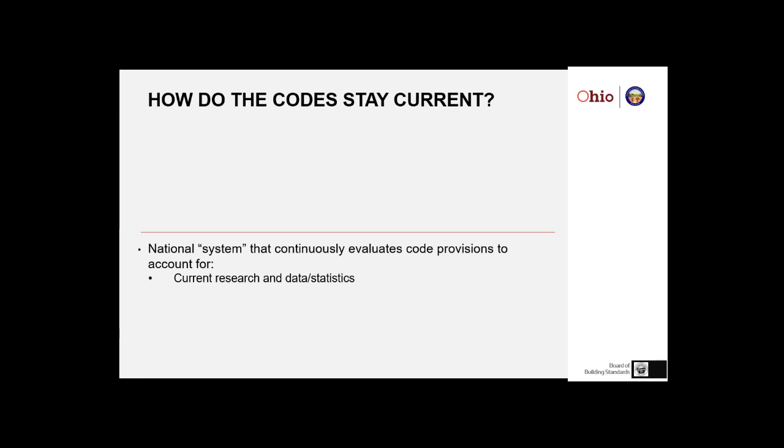There's a committee that hears and looks at all of these code change proposals and all of the data and statistics that's presented, and they make an initial determination of whether a code change proposal should be approved or denied, or possibly even modified. And then finally, public comments are heard, and the governmental members of ICC get to make the final determination. It's a very long process, and we've sat in code hearings for hours and hours.